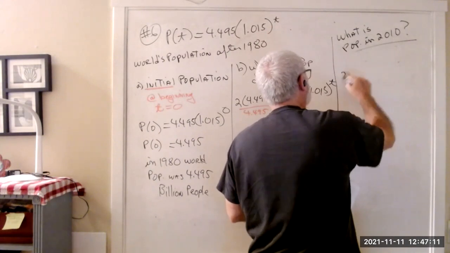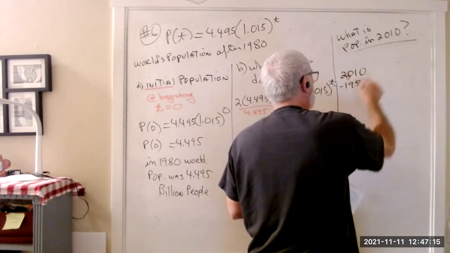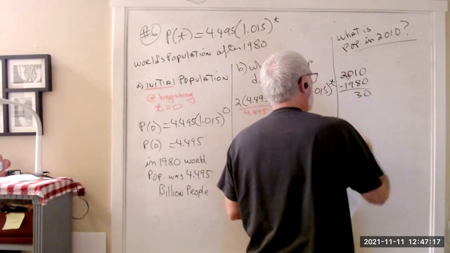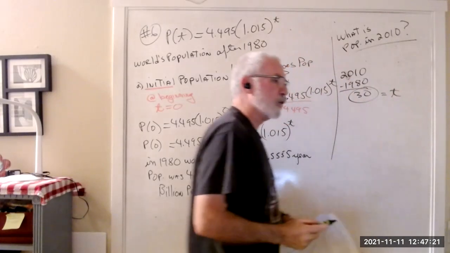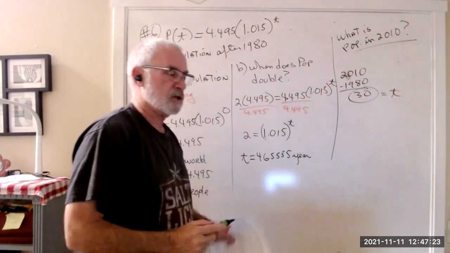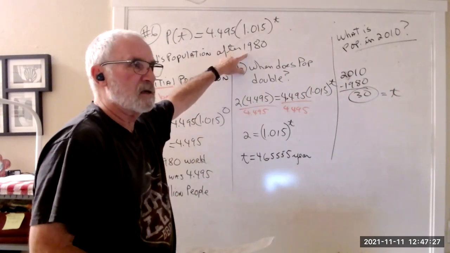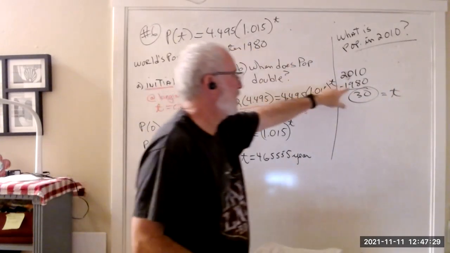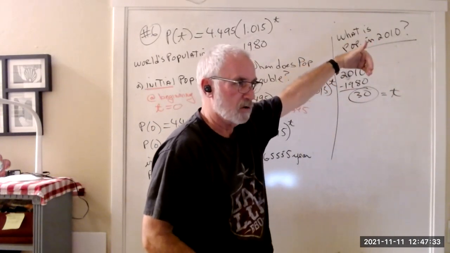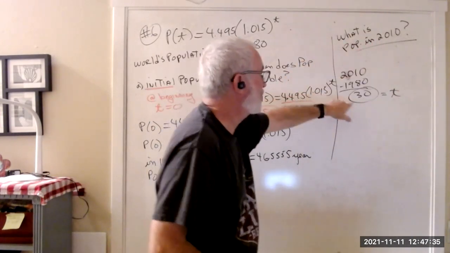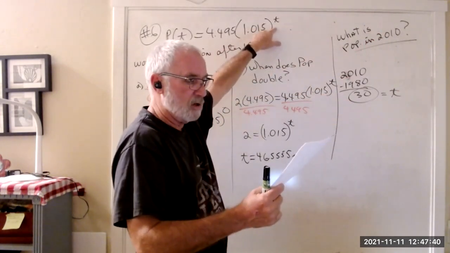2010, take away 1980. That's when it started, and that makes 30. So for this problem, t is worth 30. Because this problem, remember, started in 1980. So 2010 is 30 years after it started. So if you use t equals 30 and plug it in here, you'll get the answer.